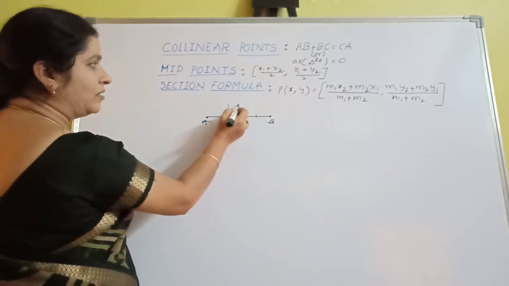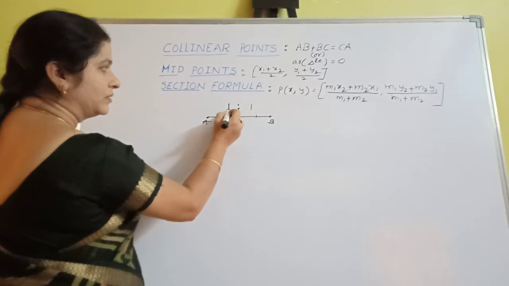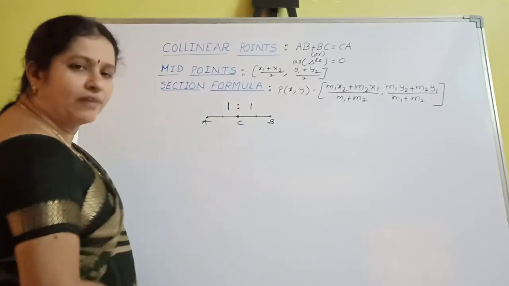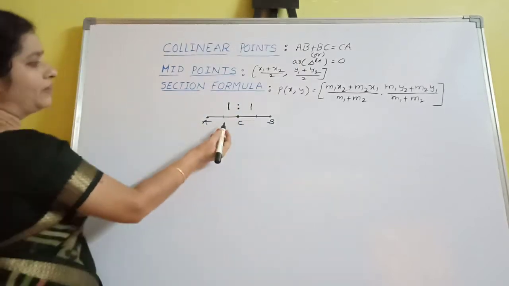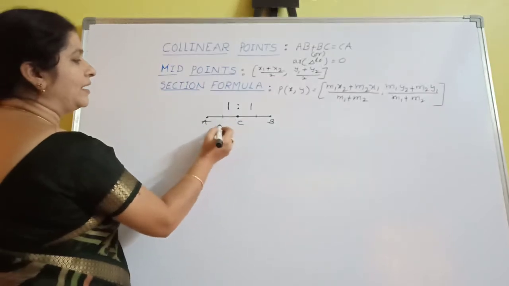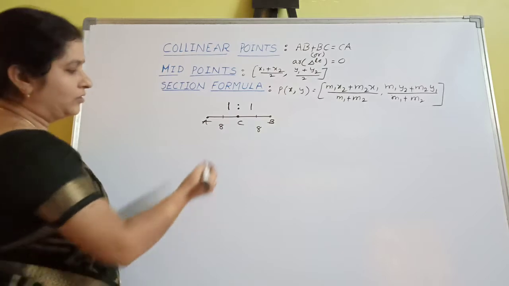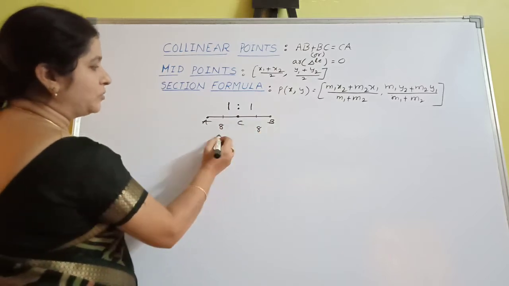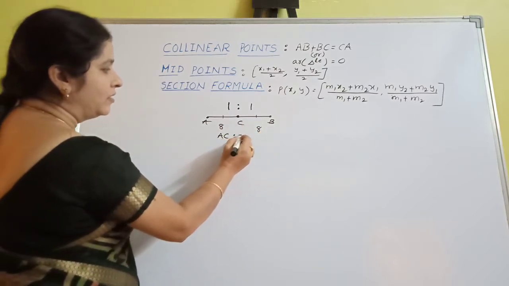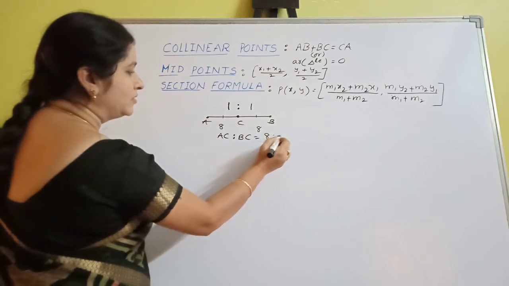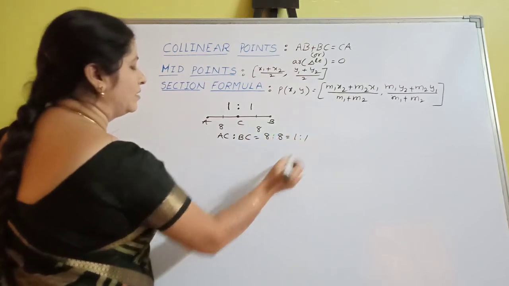That is also called 1:1 ratio. 1:1 ratio means, suppose here AC length 8 centimeters, BC length 8 centimeters. So the ratio of AC is to BC equal to 8:8. So it is nothing but 1:1.